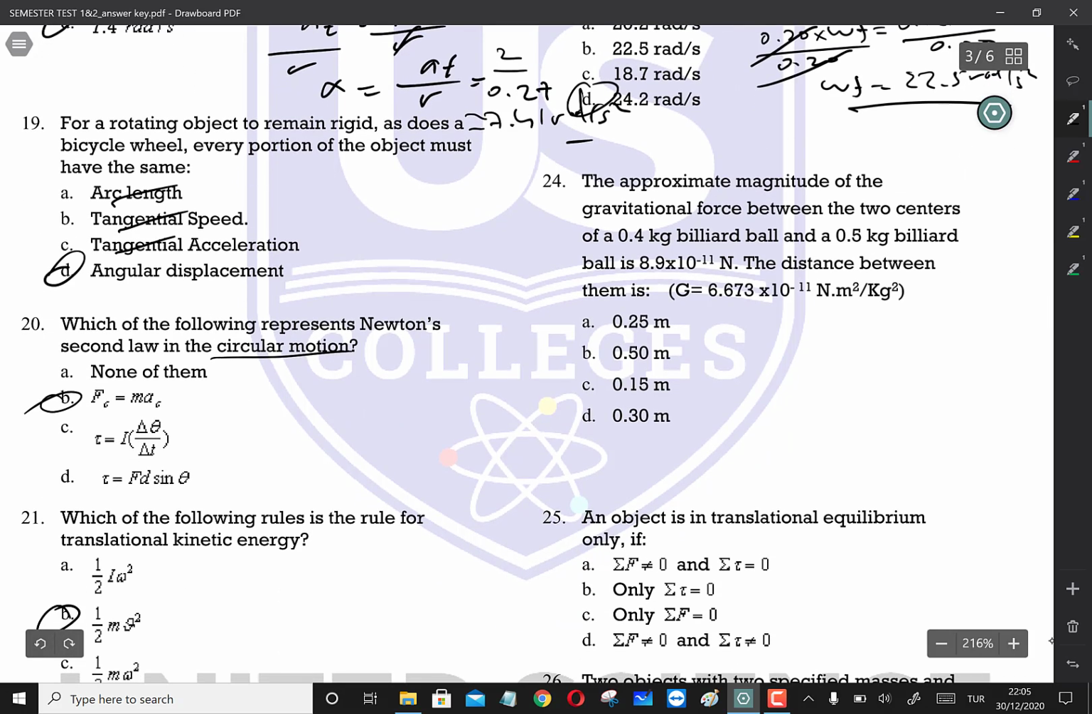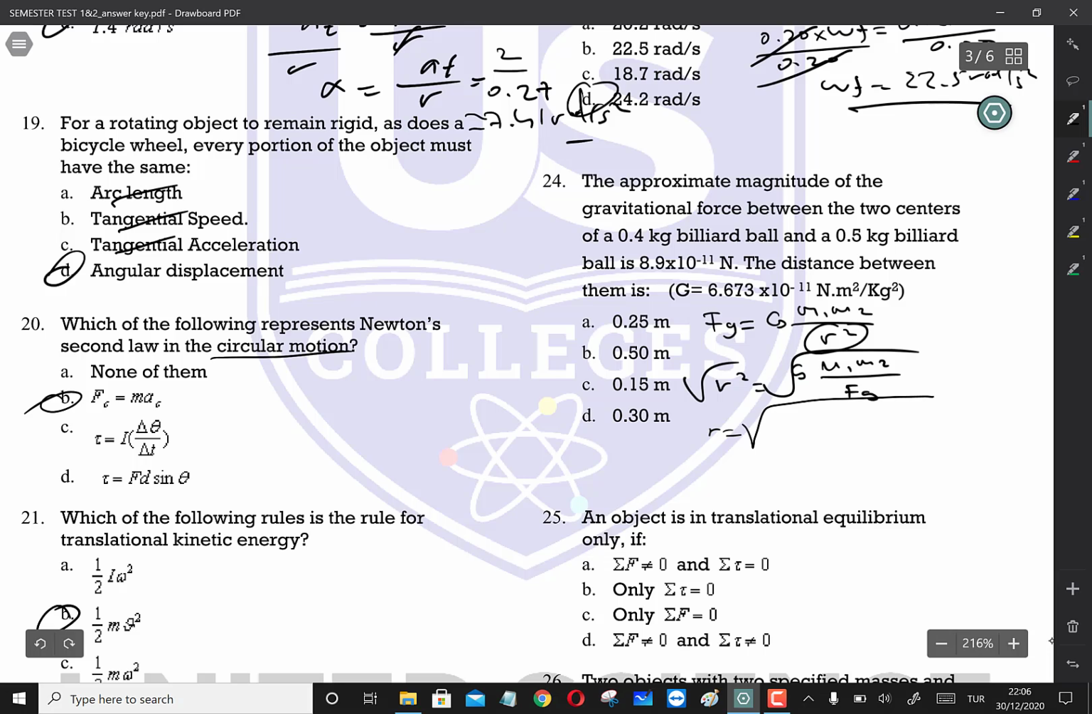The approximate magnitude of the gravitational force between the centers of a 0.4 kilogram billiard ball and a 0.5 kilogram billiard ball is 8.9 times 10 to the power negative 11. The distance between them is what? So we are going to use the equation for gravitational force, capital G m1 m2 divided by r squared. R is the question. R squared is equal to capital G m1 m2 divided by Fg. Let's get the square root and calculate r.